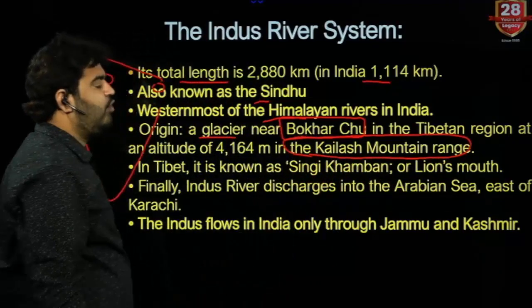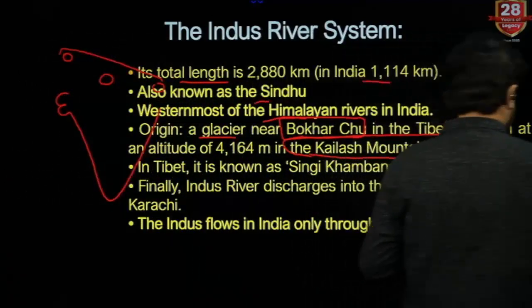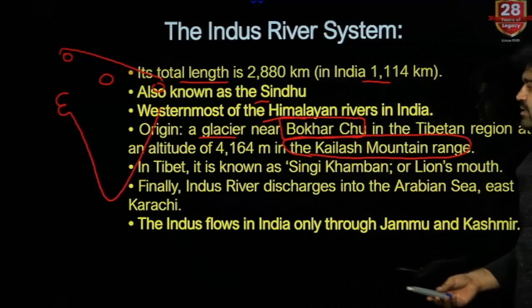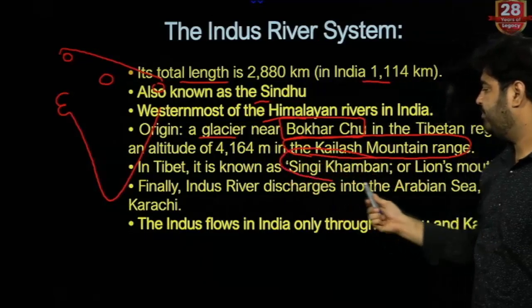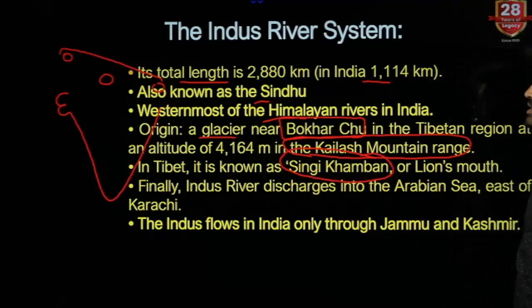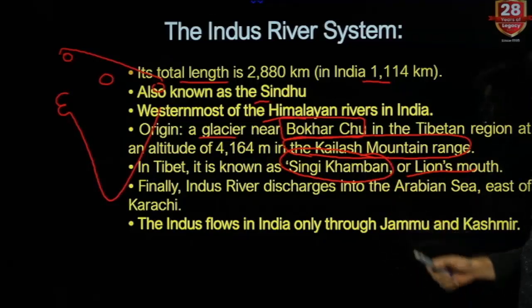Which of the following rivers originates in the Kailash mountain range? The answer is Sindhu or Indus. In Tibet, the Indus river is known as Singai Kambham, or lion's mouth.